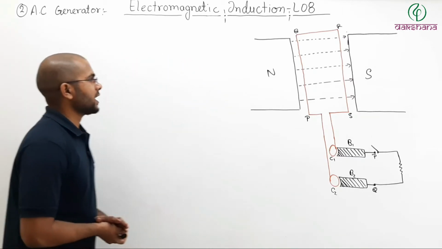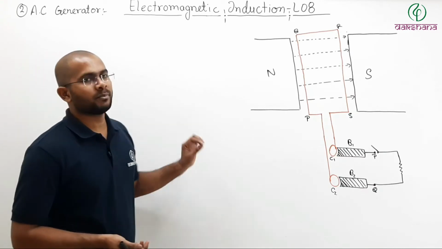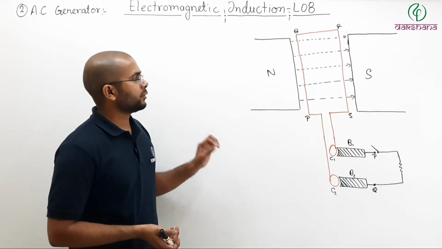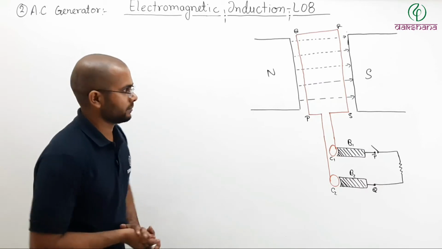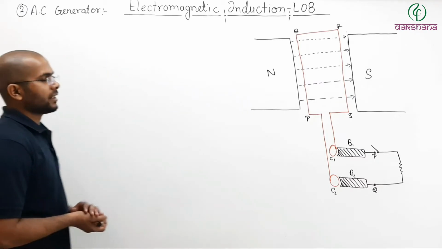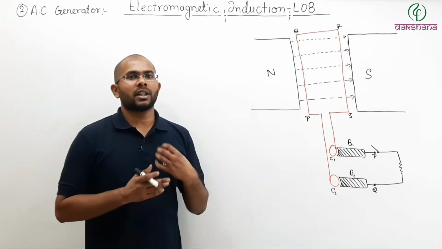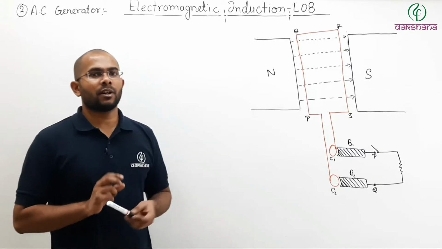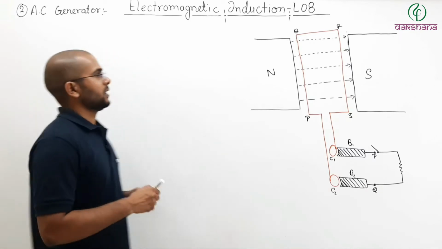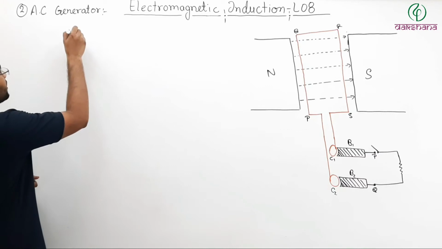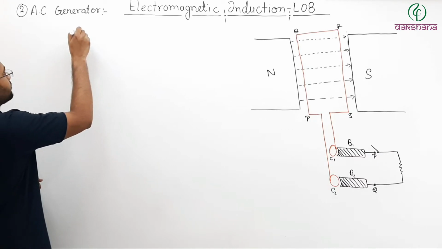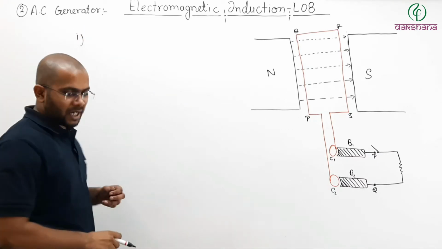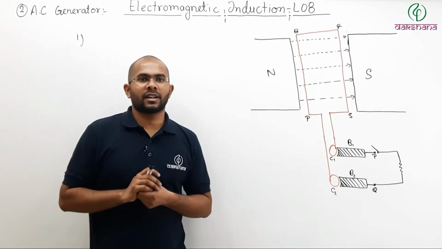So let us discuss how our alternating current, or more specifically sinusoidal alternating current, is generated. In order to understand this, here I have drawn a very simplified schematic diagram of your AC generator. Now let us first understand what the main components of your AC generator are. In some books, it may also be written as AC dynamo. So what are the main parts of your AC generator?